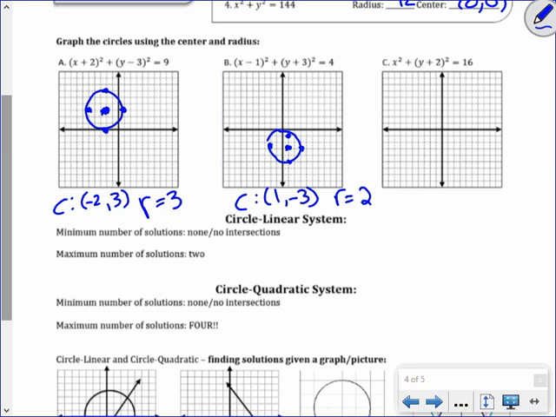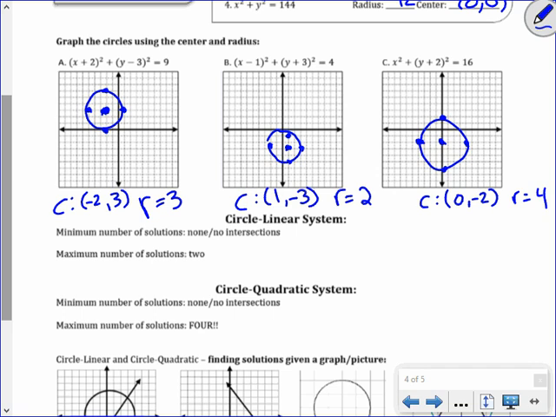Done? Alright, what's the center for the next one? 0, -2, and my radius? 4. So I go to 0, -2, and then I go out in all directions by 4. Alright, pretty simple stuff. So that's really all that's new for this lesson.